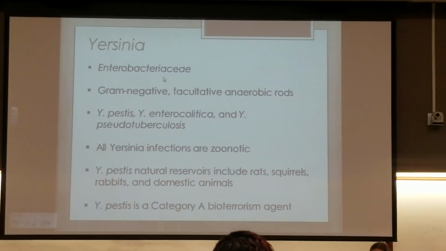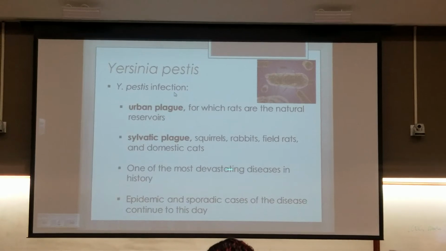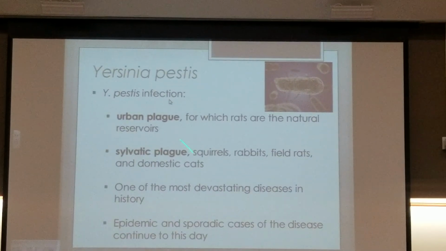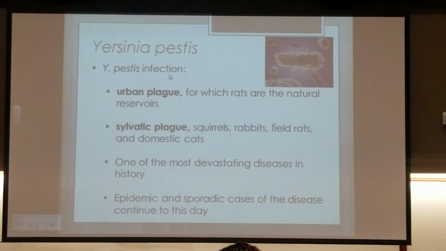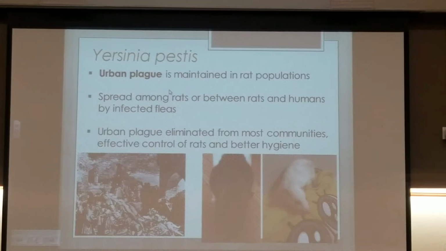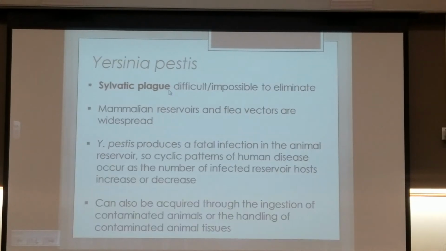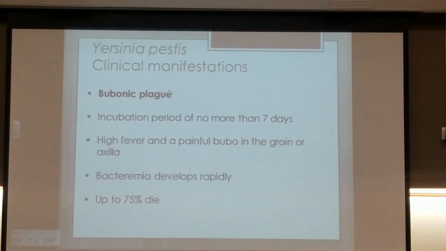Bacteria. Yersinia, you should know this slide. Difference between urban plague and sylvatic plague. They have different reservoirs. You should know the different reservoirs between them. So, urban plague, rats, sylvatic plague. So, the key thing here is going to be knowing the difference between urban and sylvatic plague, and knowing the difference between bubonic and pneumonic plague.